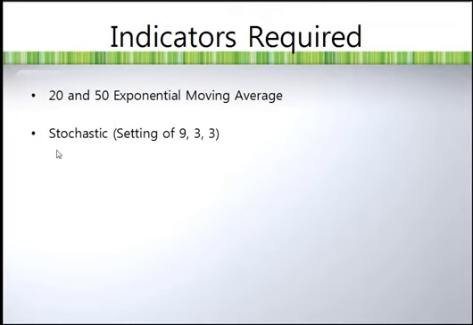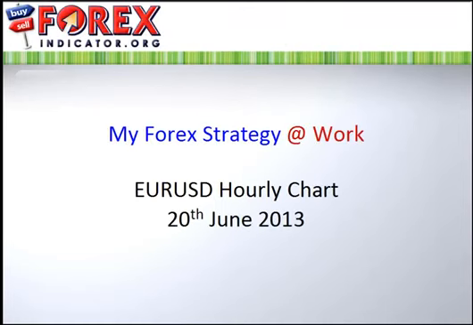The next indicator you need is the stochastic indicator with a setting of 933. Your default setting should be 533, so you need to adjust the stochastic setting to 933 so that this strategy works better. Let me go to one example to show you how it works.